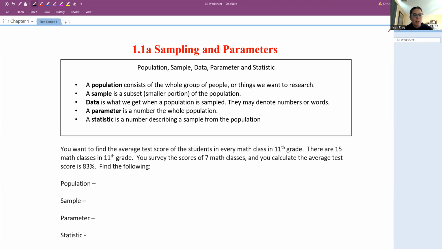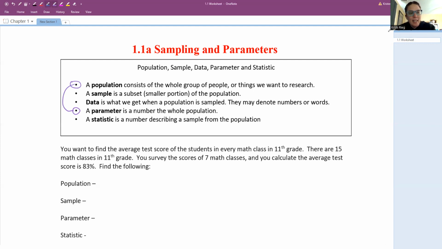But moving on to what this section is about, parameter. So a parameter is a number about the whole population. So you'll notice that population and parameter both start with P. P words go together. So the parameter is a number about the population. So if we want to find the average shoe size of everyone in America, then the parameter would be that actual average shoe size of everyone in America.